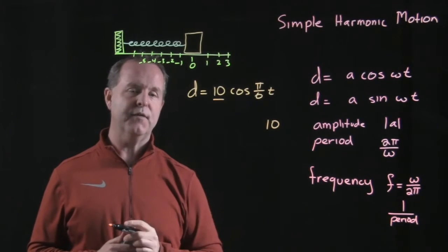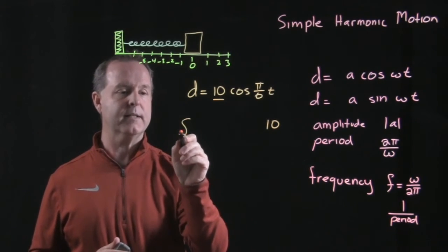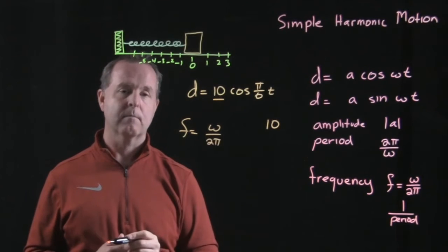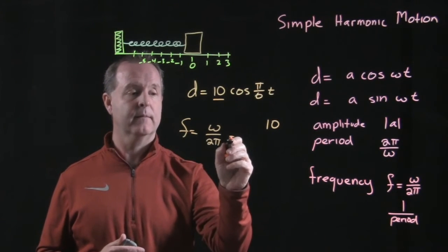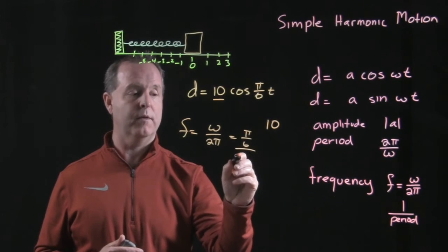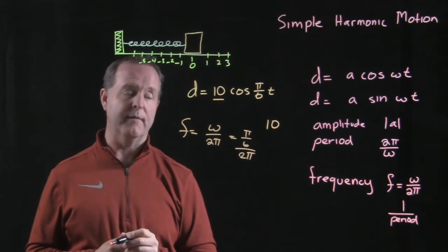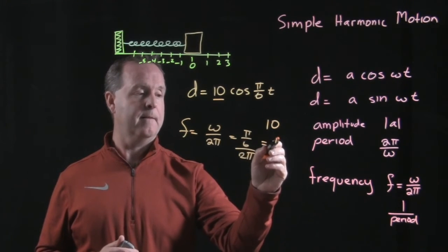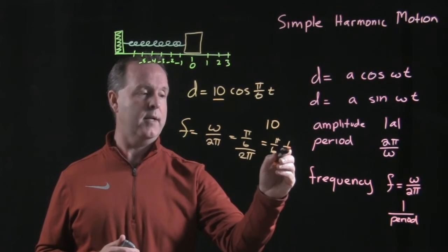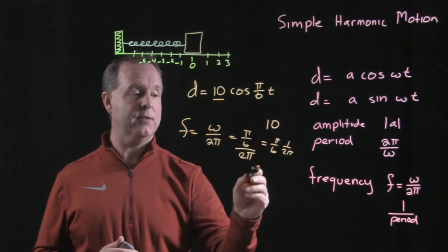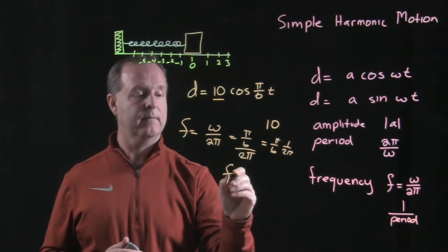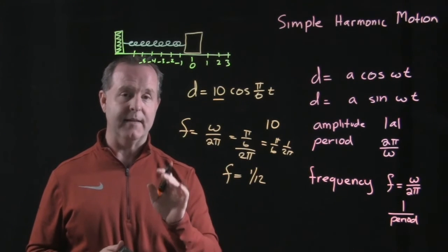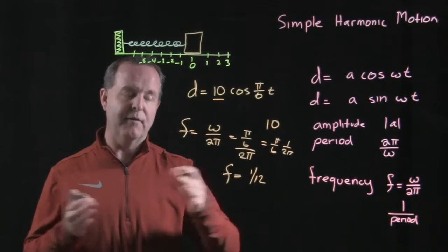Its frequency, let's figure out what frequency is here. Frequency is defined by omega over 2 pi. Omega in this case is pi over 6. So I'll have pi over 6 all over 2 pi. We can simplify that compound fraction, which becomes pi over 6 times 1 over 2 pi. The pi's cancel, and so my frequency becomes 1/12. So every second, the cycle will complete 1/12 of a full cycle.